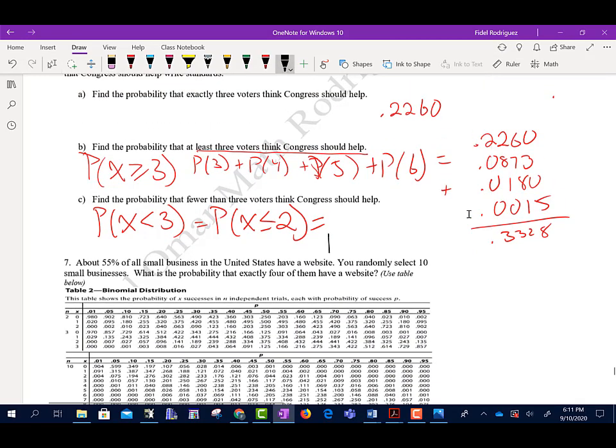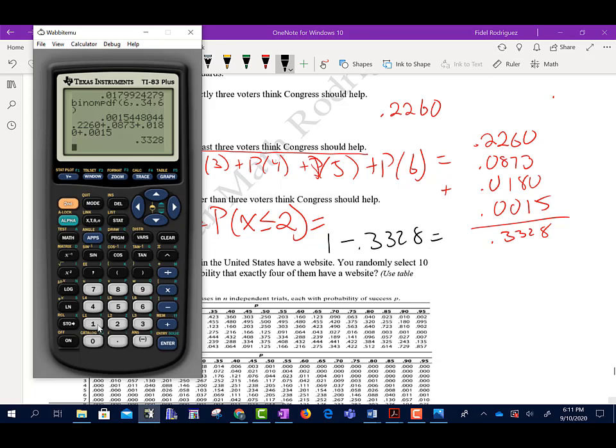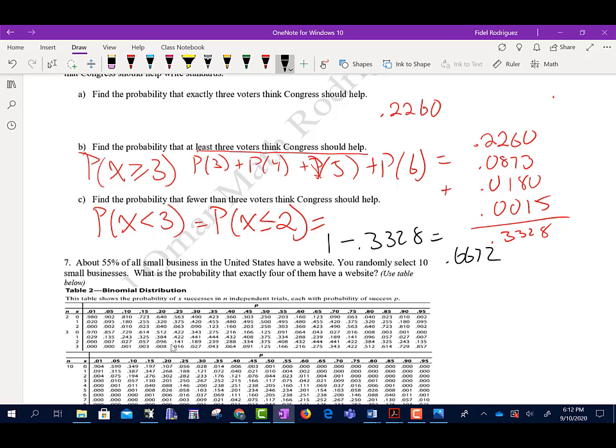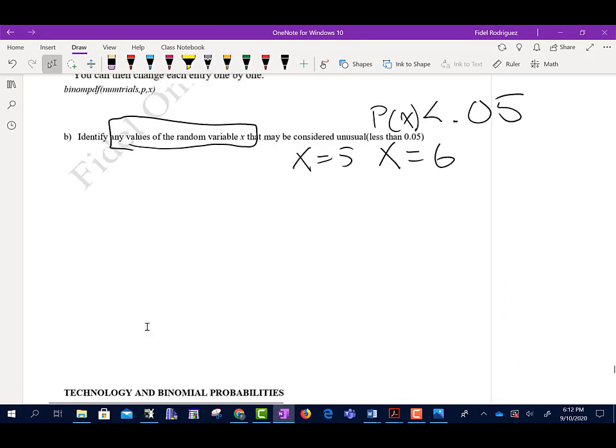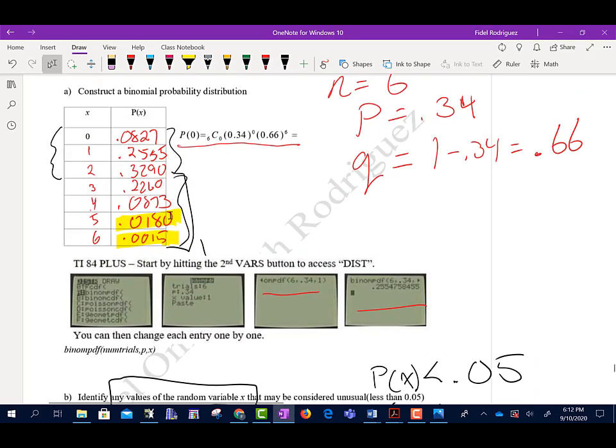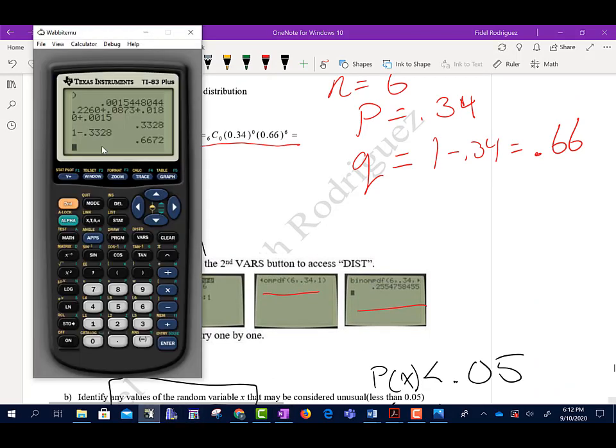I would take 1 minus 0.3328. And so if I take my calculator right here, 1 minus 0.3328, I'm coming up with 0.6672, right? And we can double check and say, well, what happens if we were to add those numbers together?